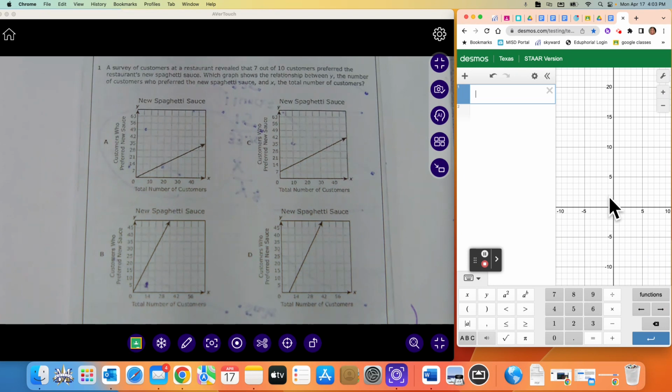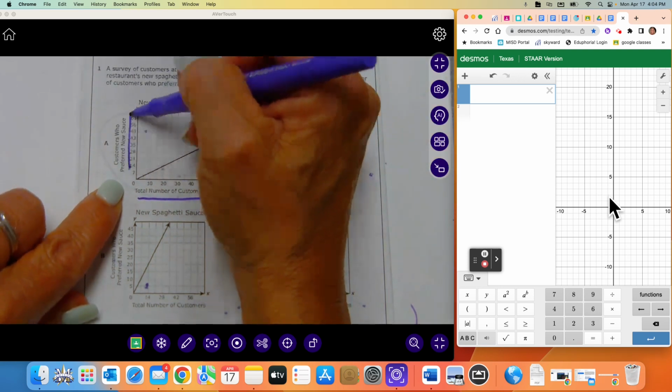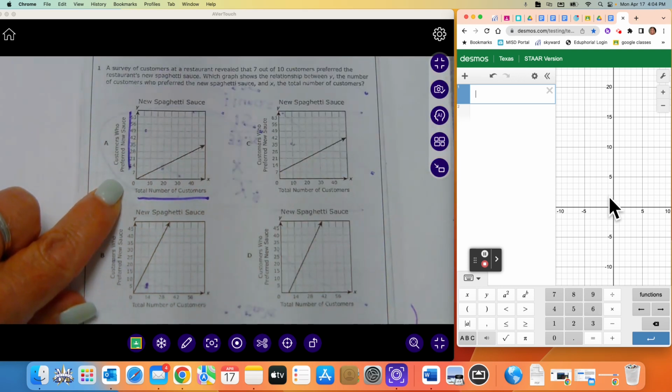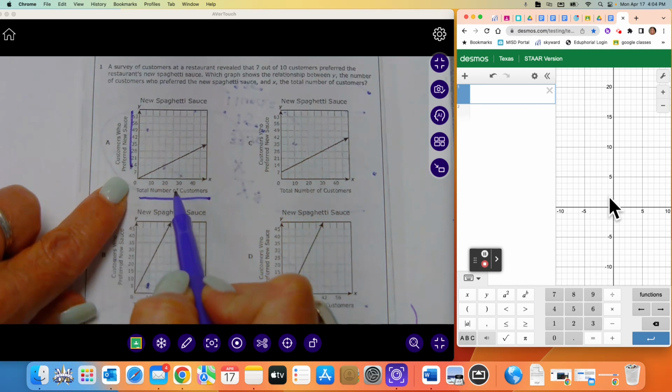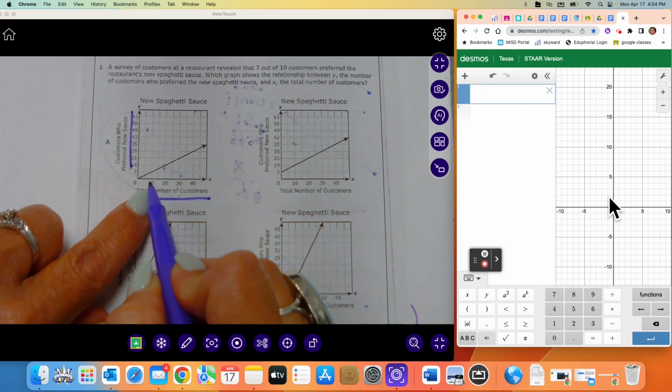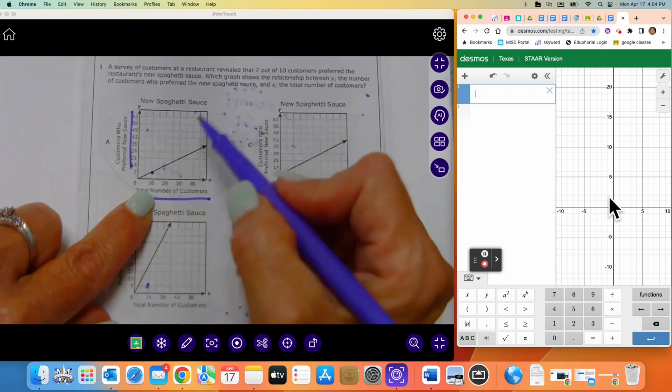Okay, so a survey of customers at a restaurant revealed that 7 out of 10 customers preferred the new spaghetti sauce. Again, we are just matching. So 7 out of 10 customers. So this is the total number of customers. This is the number preferred. So 7 out of 10. So this is how many preferred out of the total number. So let's go to total number 10, come up here, and that's at 7. Okay, could be this one.